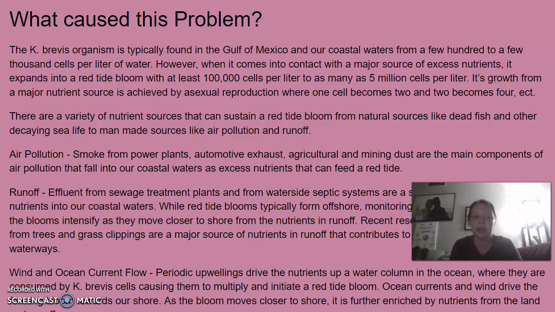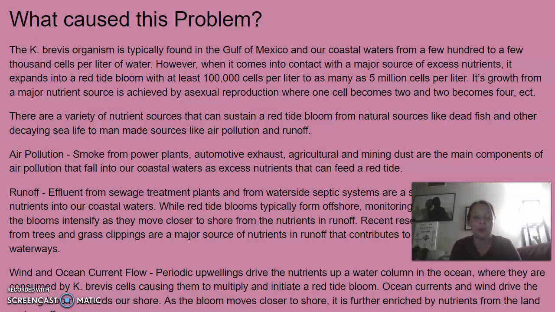There are a variety of nutrient sources that can sustain a red tide bloom, from natural sources like dead fish and other decaying sea life to man-made sources like air pollution and runoff. So air pollution, smoke from power plants, automotive exhaust, agriculture, and mining dust are all main components of air pollution that fall into our coastal waters as excess nutrients. The runoff, effluent from sewage treatment plants and from waterside septic systems are a source of runoff that puts nutrients into our coastal waters, while red tide blooms typically form offshore.